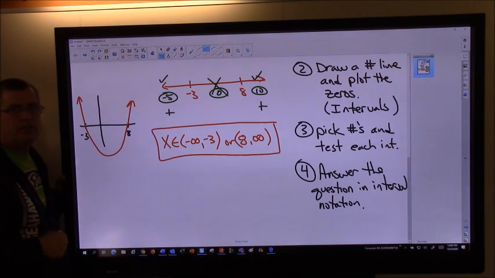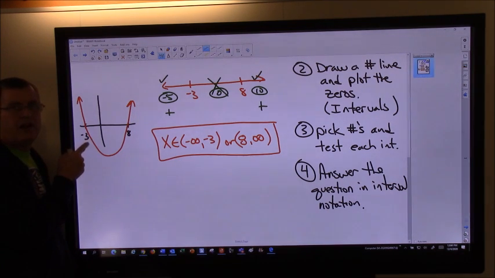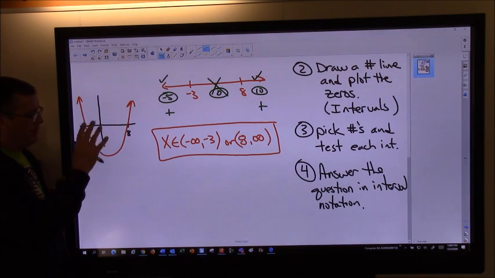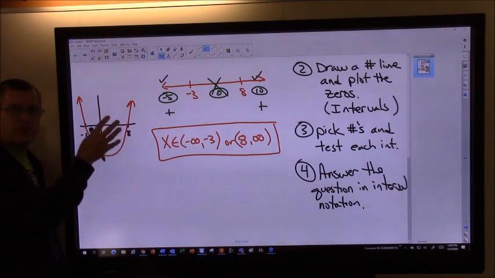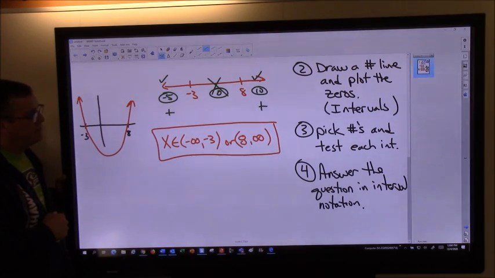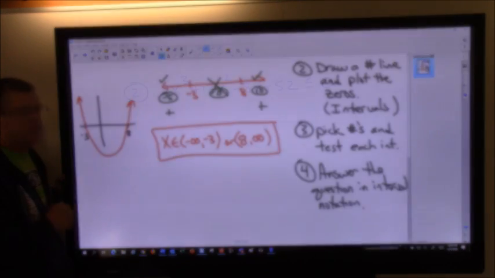I guarantee you we're not going to get one this easy on our test or the Central Washington test. It's going to be a larger function than this, bigger exponents, more numbers. So we need to make sure we understand this process. Okay? Let's try another one that's a cubic.